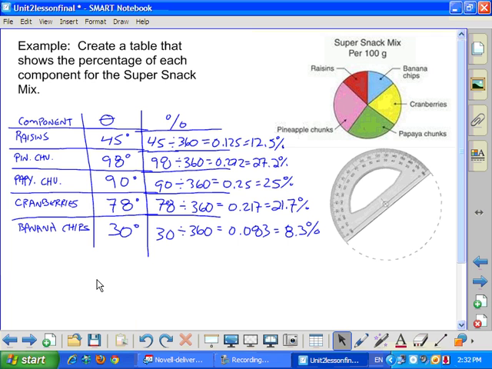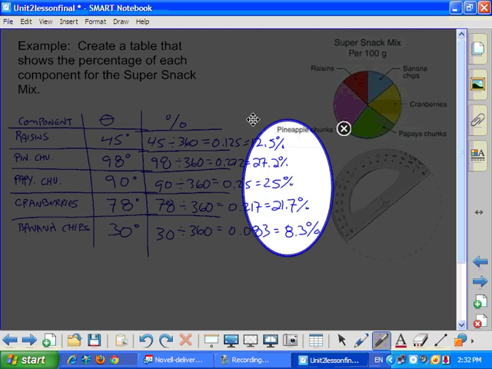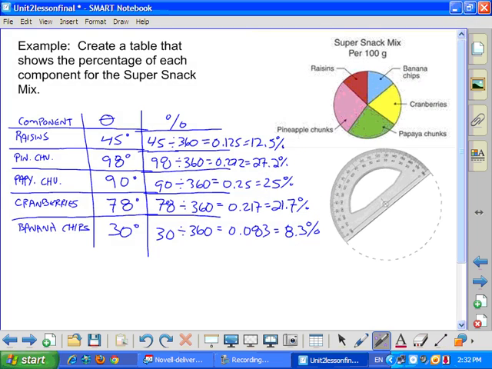All right, so you can see I finished up calculating the percentages. So my percentages are down this column here. All right, so I can leave it. This just wanted me to create a chart. You always put them back into the diagram. So raisins, for example, is 12.5%. Pineapple chunks is 27.2%. 25% are papaya chunks. 21.7% is the cranberries, and the banana chips is 8.3%.